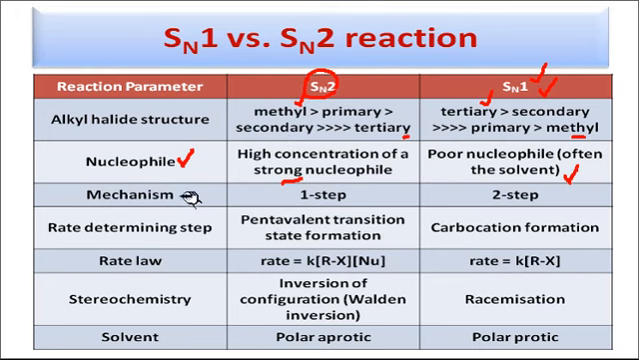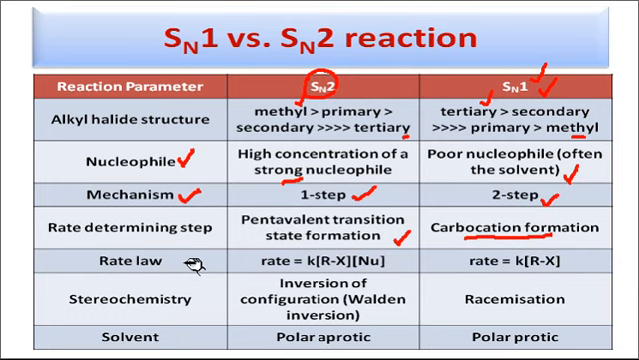When we talk about the mechanism of both of these reactions, the SN2 reaction follows a one-step mechanism, while SN1 reactions follow a two-step mechanism. Rate determining step: in the rate determining step of the SN2 reaction, the pentavalent transition state formation takes place, while in the SN1 reaction, formation of the carbocation takes place in the rate determining step.